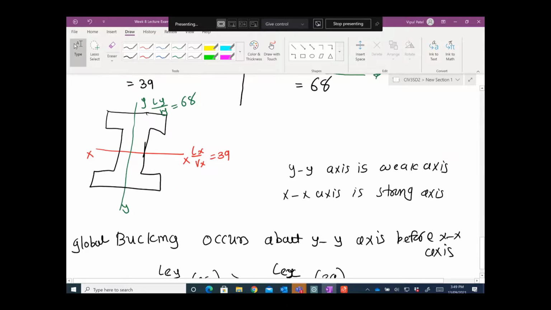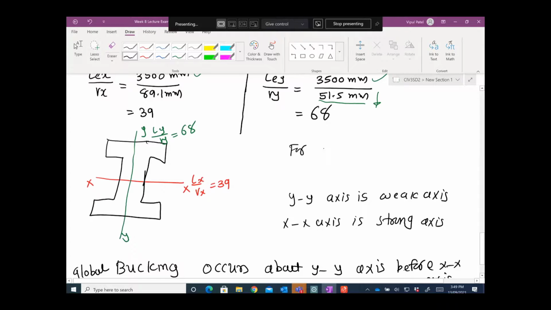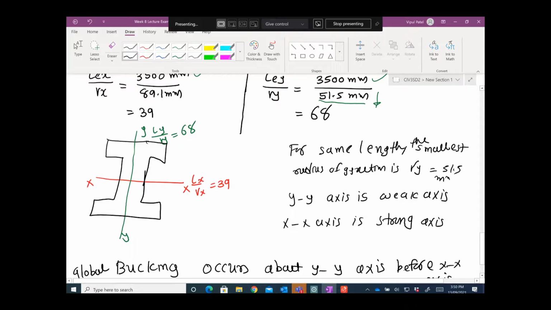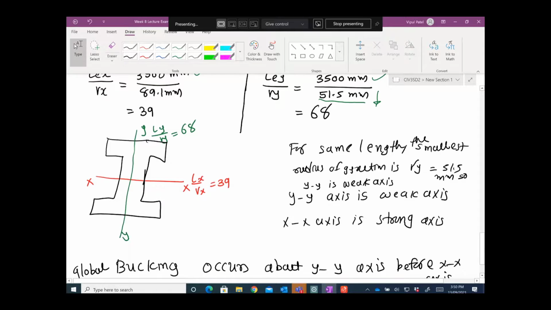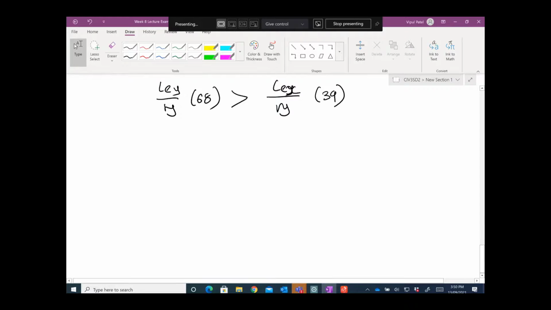You can also interpret that for the same length, the smallest radius of gyration is ry, 51.5 millimeters, so y is the weak axis. There are many ways you can interpret that. So that is the quick check you can make for the global axis to find which one is the weak axis.